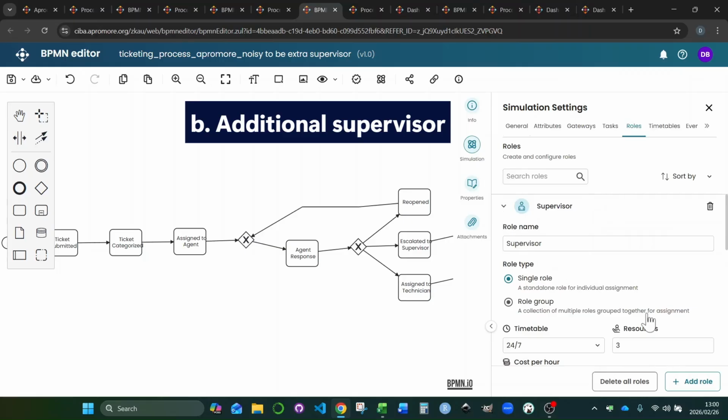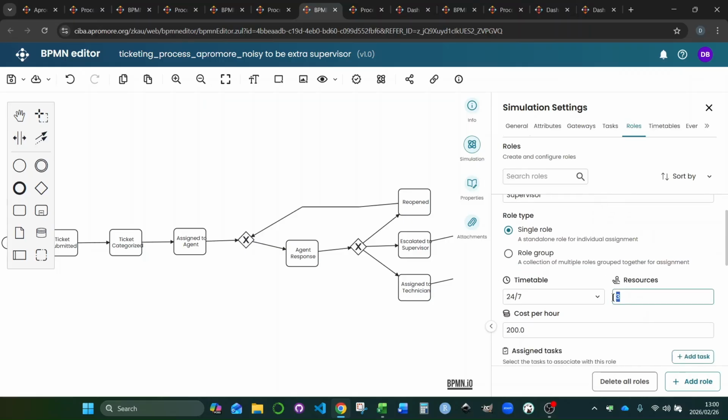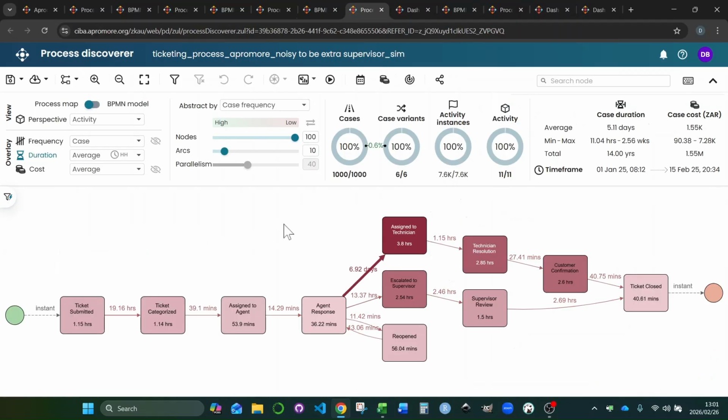The second intervention is a classic approach. Add a supervisor to reduce escalation delays. The expected impact includes shorter waits for escalated cases, but it also adds costs that we should quantify. In the simulation results, this approach improves overall case duration by about 44%. That's actually better than the bot automation on time alone.